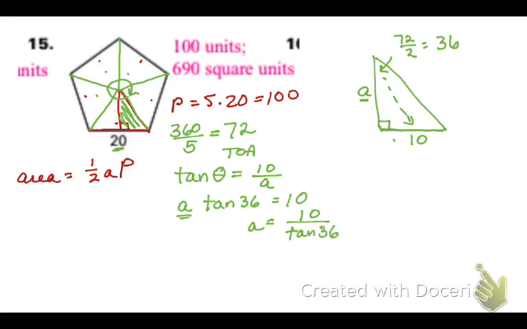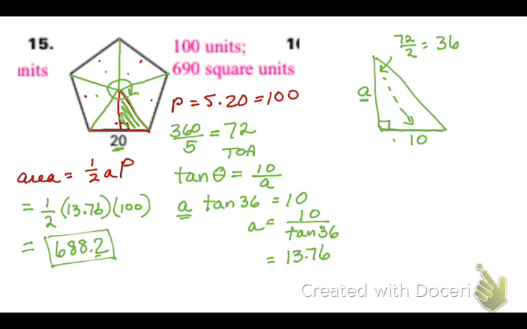You plug that into your calculator, and A is equal to 13.76. So my area is going to be equal to 1/2 my apothem, which is 13.76, times my perimeter, which is equal to 100. If you pop that into your calculator, the answer will come out 688.2. They came out with 690. That's close enough at this point, because I rounded when I did my tangent function.